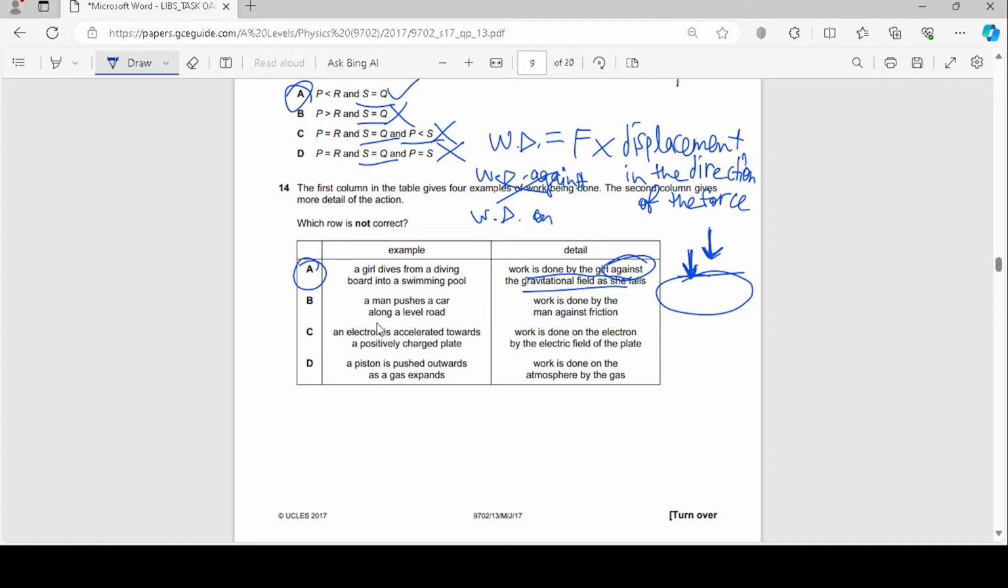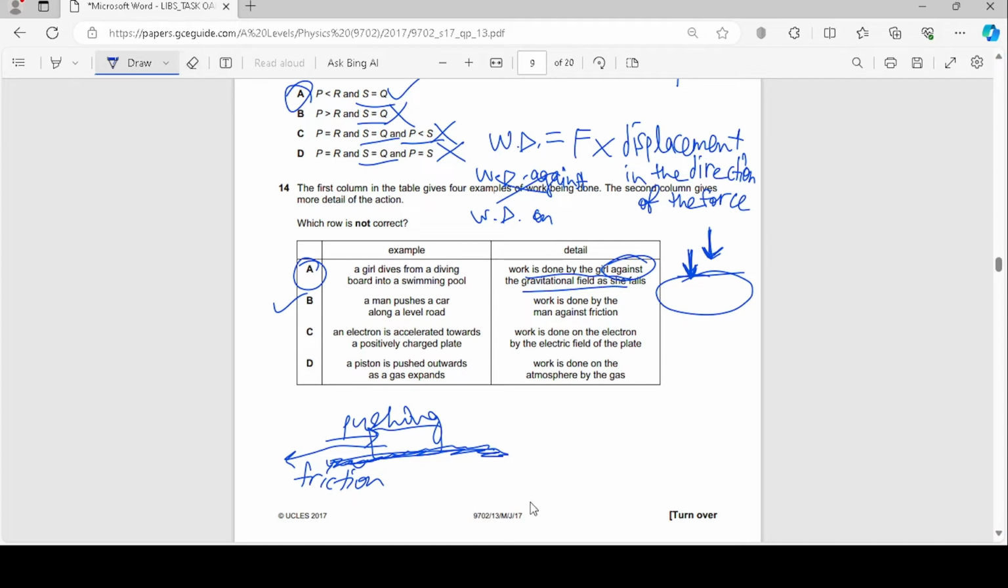A man pushes a car along a level road. So this is the car that he's pushing, and then work is done by the man against friction. That is obviously right, because the road is kind of bumpy and stuff, not a very ideal road. What is ideal in life anyways? So there will be friction while the man is pushing, right? So therefore B is right.